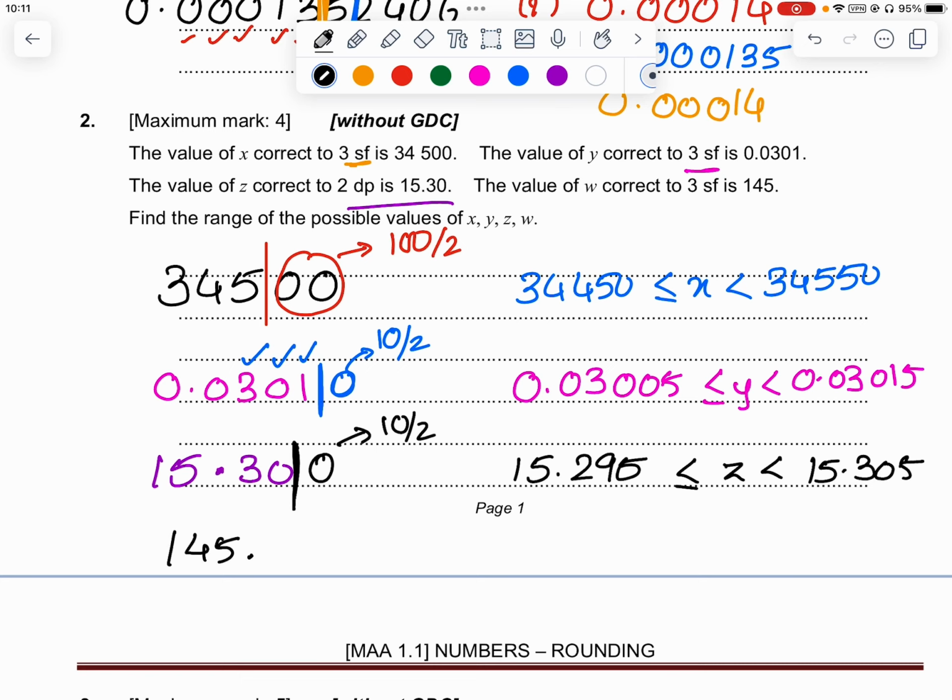And finally 145 to three significant figures. So after 145, draw a line after that one, nothing else is there, so 0. So it is again 0.1. So what does that become? Now it is divided by 2. Instead of 0.1, it is the first decimal. So half of the decimal is 0.5. So add 0.5 and subtract 0.5 for w: 144.5 and 145.5.